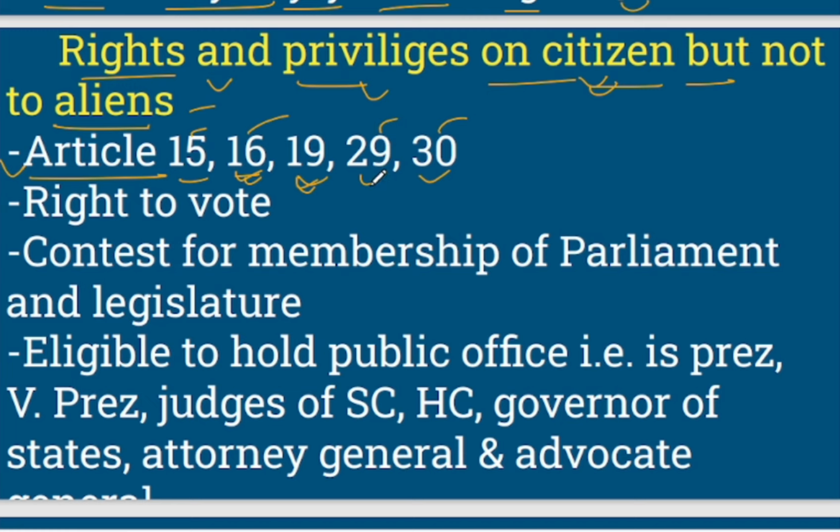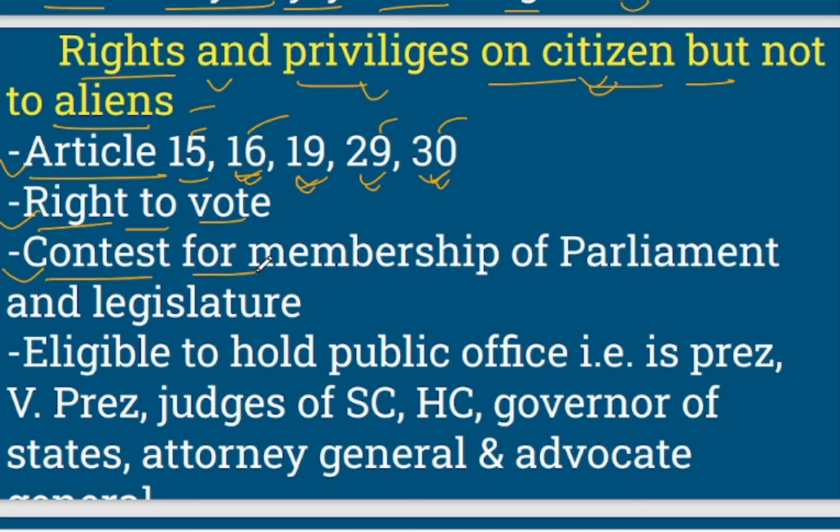Article 29 is basically protection of interests of minorities, right? And Article 30 is the right of minorities to establish and administer educational institutions. You can have a look at these articles in your books, right? Then the right to vote is also an exclusive right of the citizens of our country only, not aliens, not even friendly aliens, right?